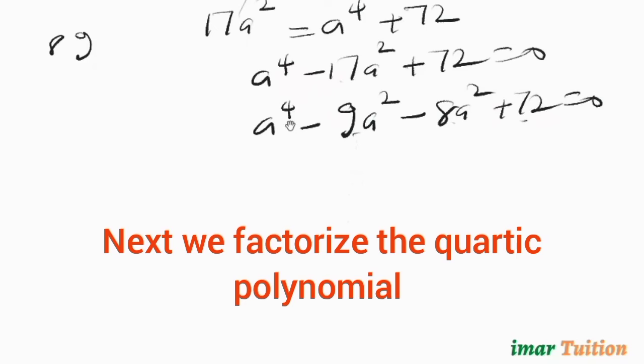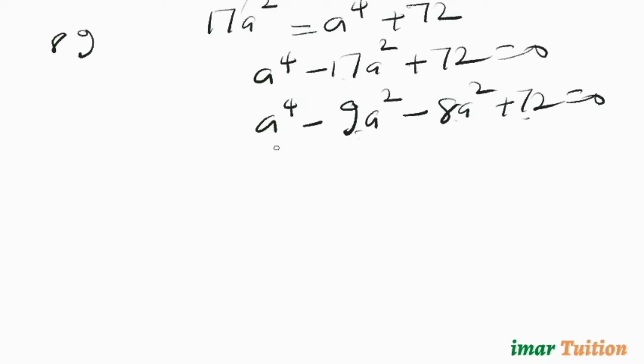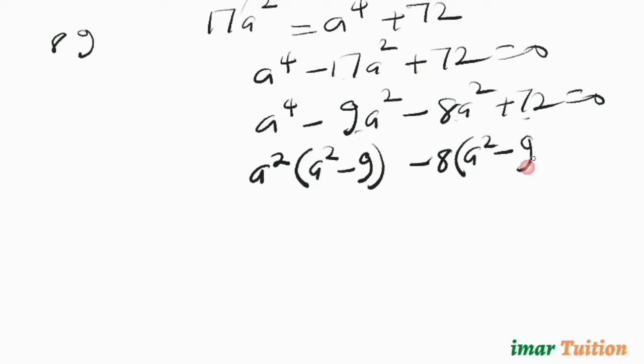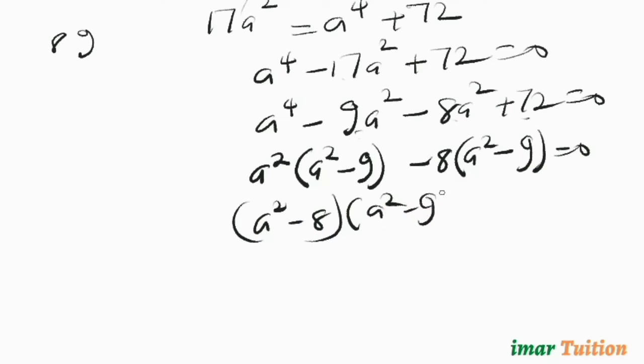Factorization: a squared is common to the first two terms, so bring out a squared. What is left there is a squared minus 9. Minus 8 is common to the other two terms. Bring out 8, giving you a squared minus 9 equal to 0. So you have a squared minus 8 times a squared minus 9 equal to 0. Alright?